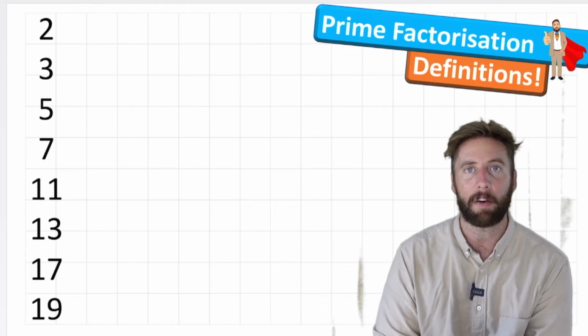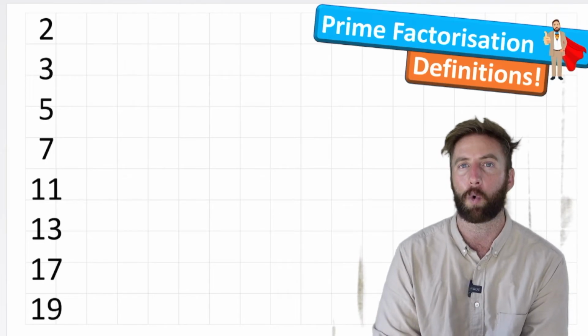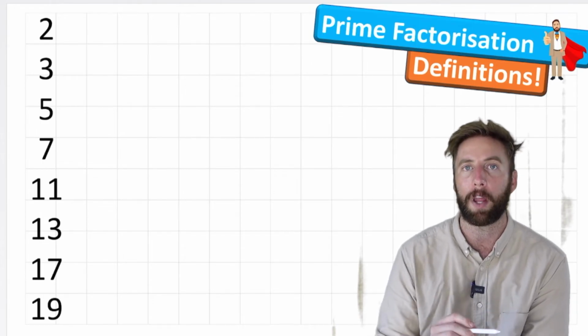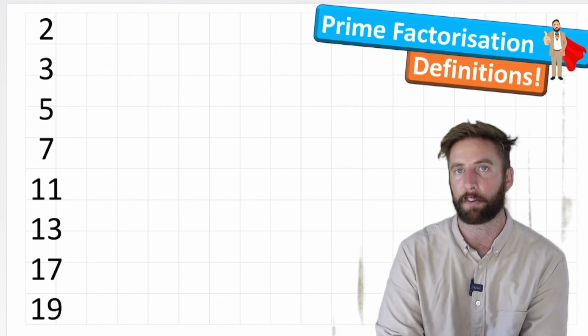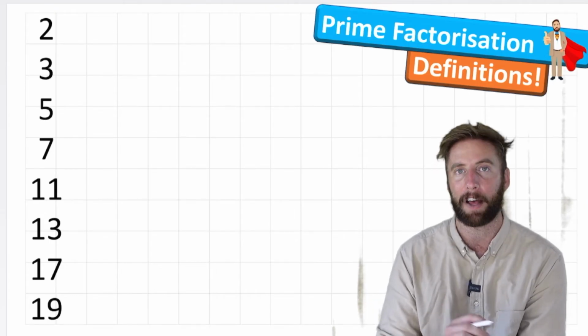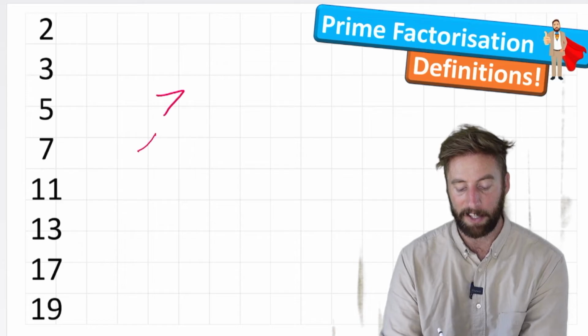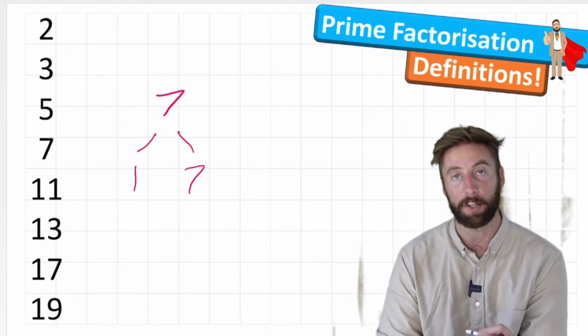Now, if you haven't checked out my video on prime numbers yet, make sure you do that first, because we really want to get a good understanding of what a prime number is. But just to recap, a prime number is a number that can only be multiplied by the number 1 and itself. It has no other factors. So all of these numbers here can only be multiplied by itself and 1 to get that number. For example, number 7, the only factors are 1 and 7. 7 is not divisible by anything else, so therefore it's a prime number.